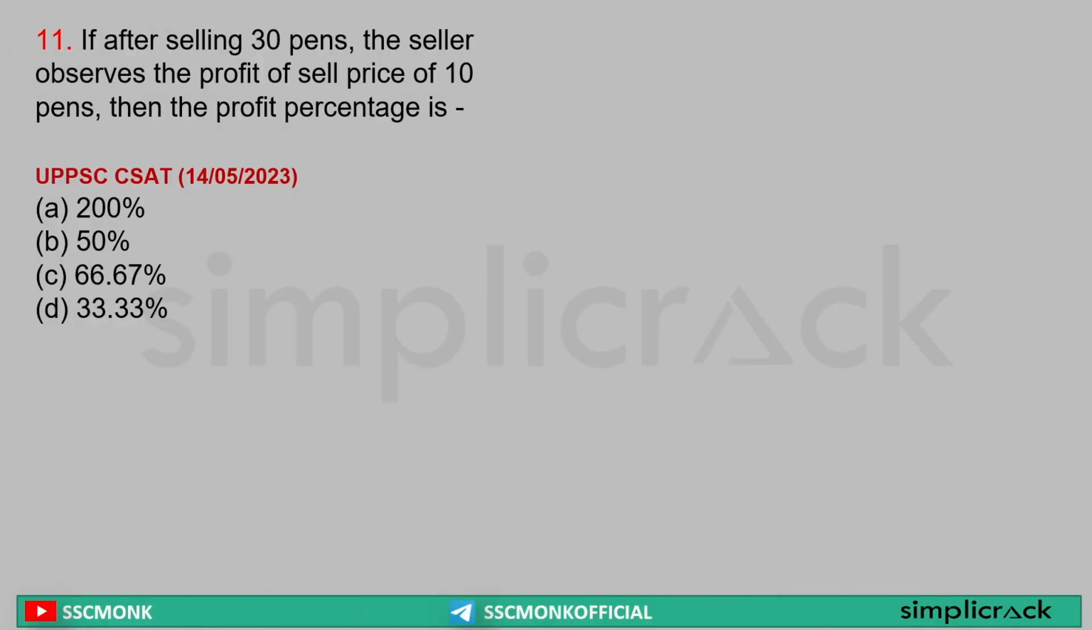If after selling 30 pence, the seller observes a profit of the sale price of 10 pence, then what is the profit percentage? Very basic question. So I will leave it as homework.